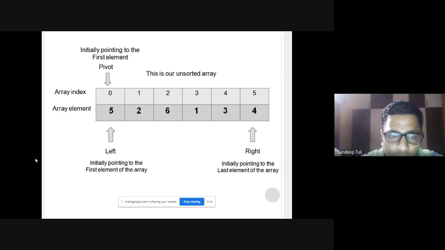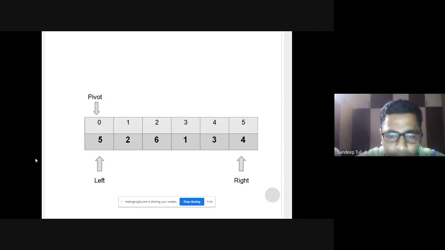Okay, now what? It is initially pointing to the first element. We have taken this consideration for this particular algorithm. Now we will quicksort this array with left, right, and pivot. What we will do? We will go through the basic logic. First understand the logic, and then I will move on to the next slides.